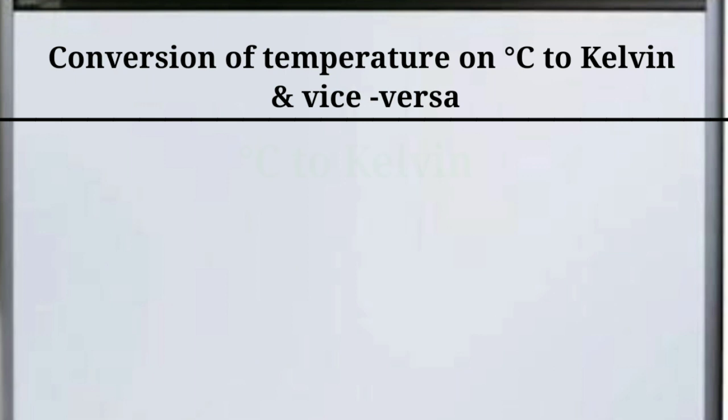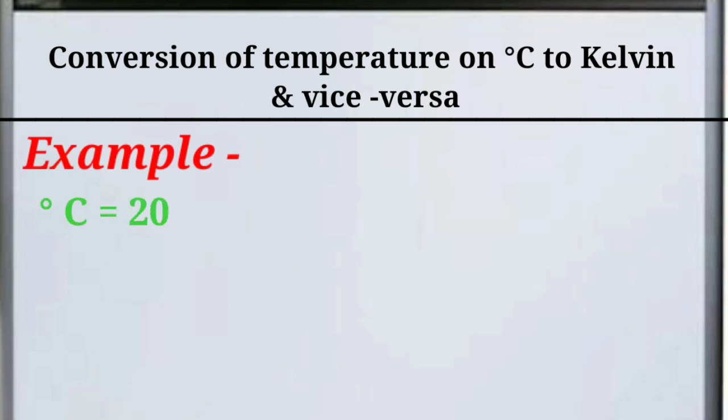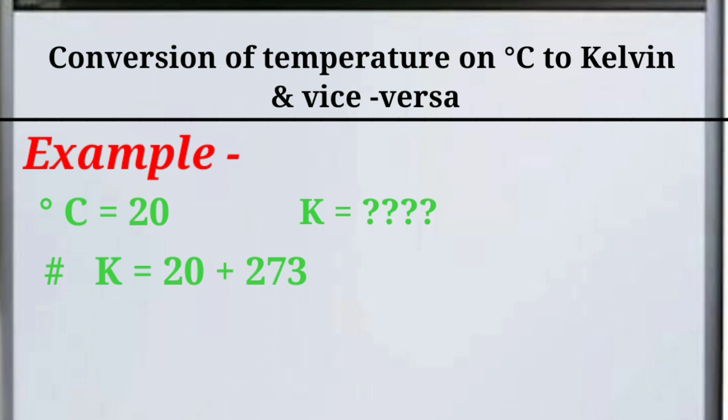Next, temperature is given in degree Celsius and you have to convert it to Kelvin. In order to change temperature from degree Celsius to Kelvin, you have to add 273 to the given temperature in degree Celsius. For example, the temperature given in degree Celsius is 20 and Kelvin is not given. So to convert it into Kelvin, we add 273 to the temperature given in degree Celsius. By adding we get 293 Kelvin. So this was how we convert temperature given in degree Celsius to Kelvin.